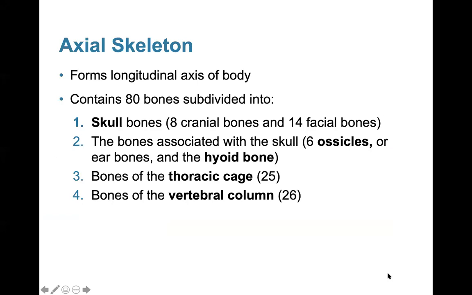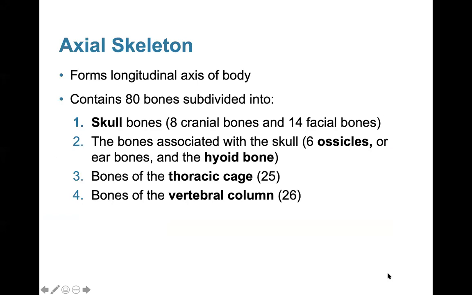Okay, so now we're going to talk about the axial skeleton in recording number 2. The axial skeleton forms the longitudinal axis of the body. It contains 80 bones that are subdivided into the skull, which will contain 8 cranial bones and 14 facial bones, the bones associated with the skull, 6 ossicles or ear bones, and the hyoid bone.